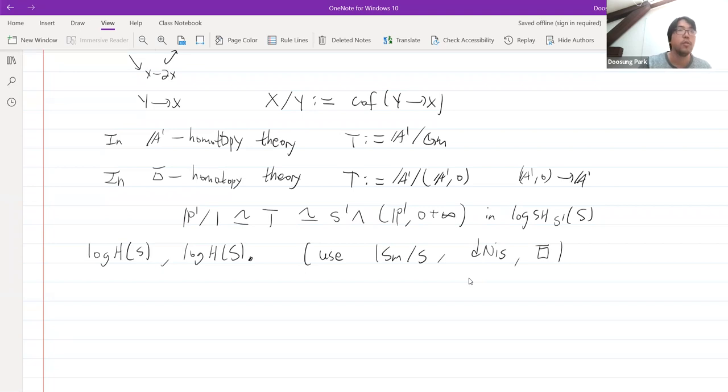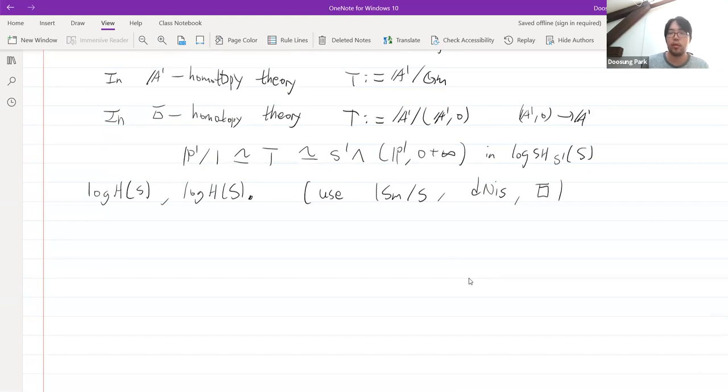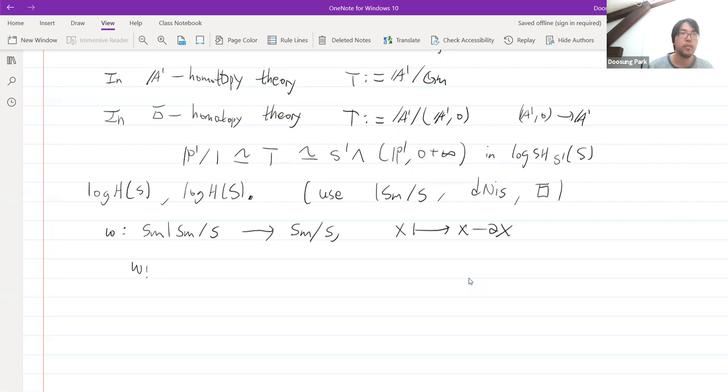Okay, so this is our definition of construction of log SH. And we want some relation between log SH and SH. So omega is a functor from smooth log smooth over S to log smooth over S, and X maps to X minus boundary X. Then we can define omega logarithmic from log SH of S to SH of S, and also the S1 version.